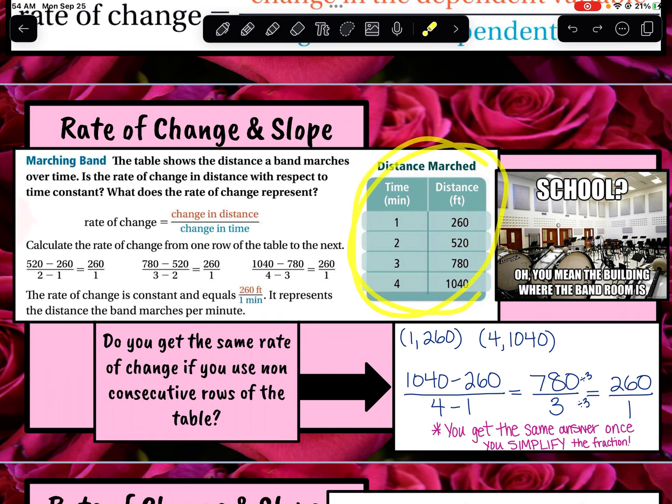Is the rate of change in the distance with respect to time constant? What does the rate of change represent? So for the rate of change to be constant, we need to do this right here. So we need to calculate how the x values are changing and how the y values are changing. So if you see right here, they got 260 over 1. That means that this is going up 260 feet every time. And this is going up 1 minute every time. So the rate of change is constant, and it equals 260 feet per minute.